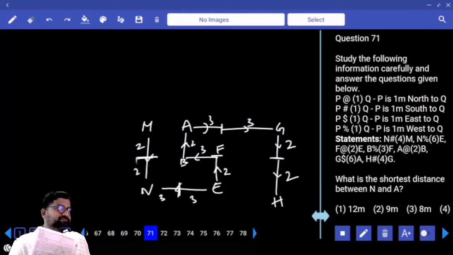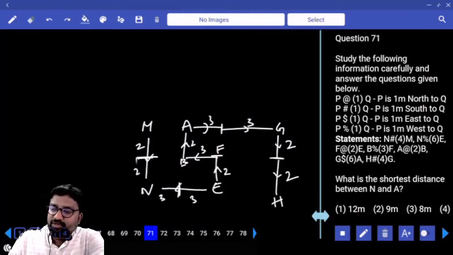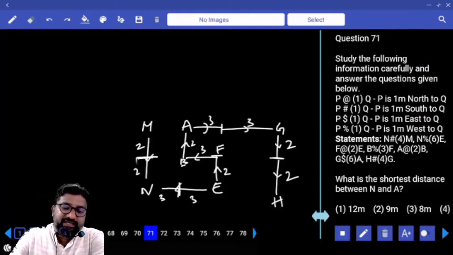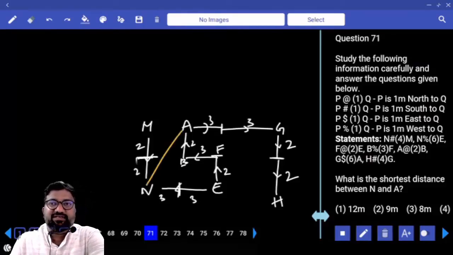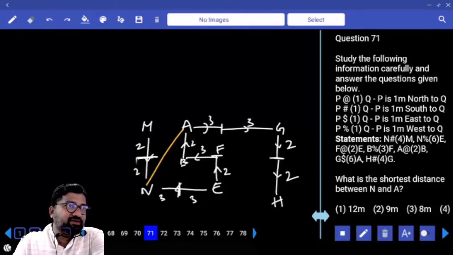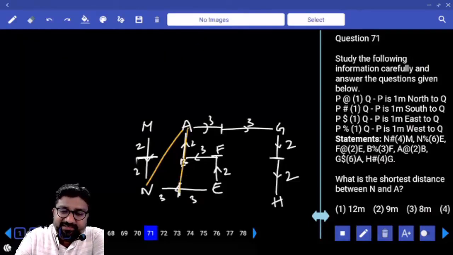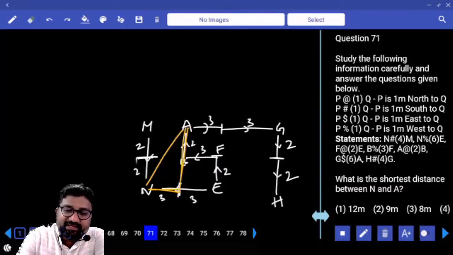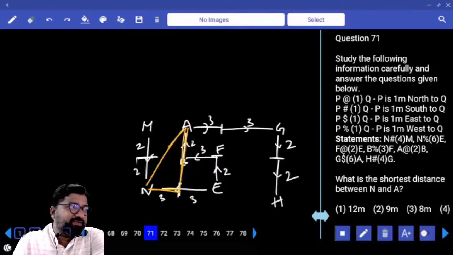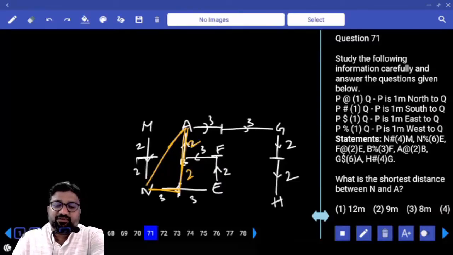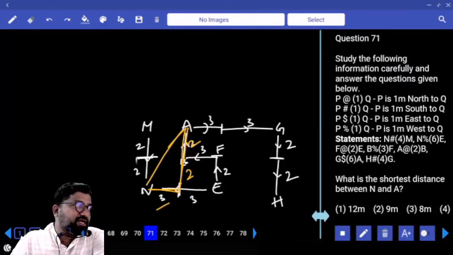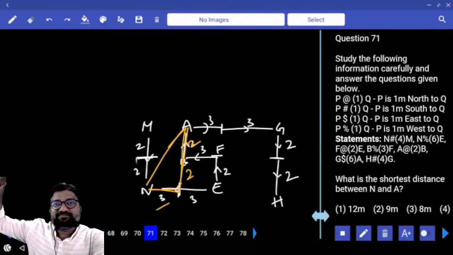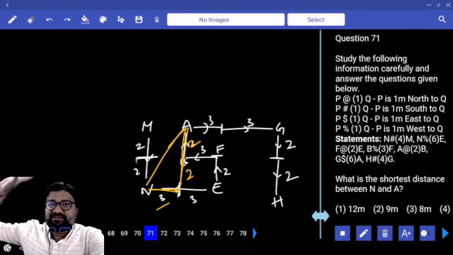First question, read it. What is the shortest distance between N and A? Shortest distance is always the diagonal line. We should always try to form a right angle triangle. So I'll connect these lines. This is a right angle triangle. What is the formula? AB square plus BC square. What is here? This is 2. 2 plus 2 is 4. How much is here? 3. 3, 4, so what is the answer? 5. 3, 4, what is the answer? 5. Clear?